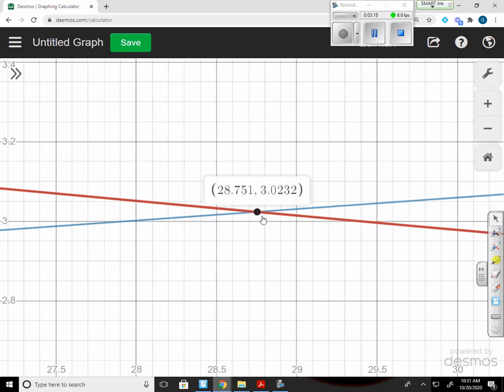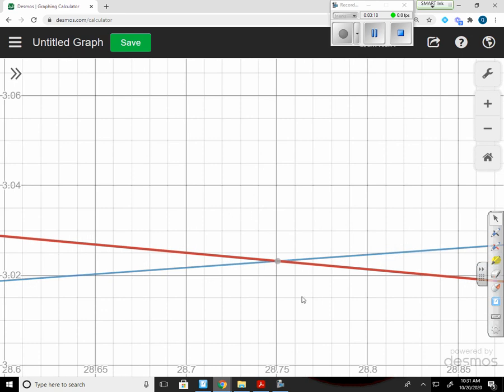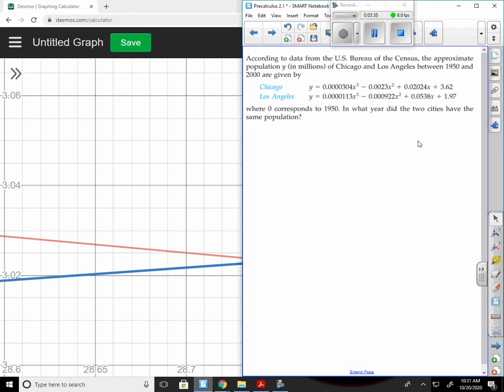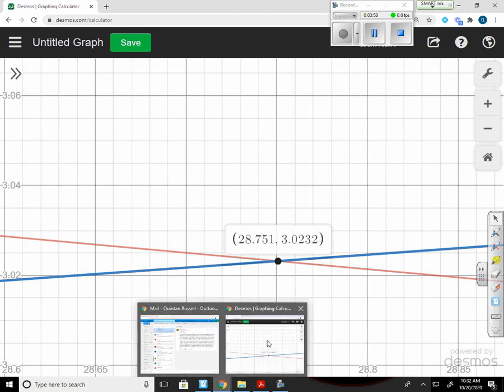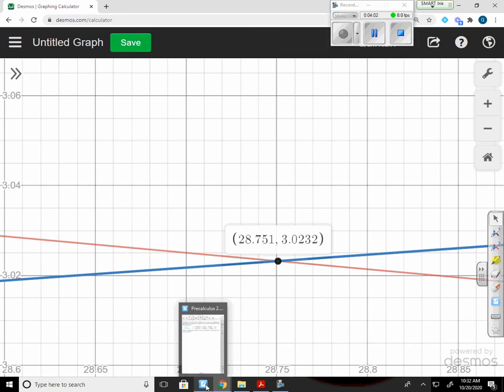And if we click it, it tells us our exact point of intersection. We can keep zooming in if we want. If I push up and down, it shows which point is highlighted, and you can see that this is on both of them. So let's go back to our question. In what year did the two cities have the same population? This is our point of intersection, which is 28.751. So that's 28 years after 1950. So we just do 1950 plus 28. That'll give us 1978. That's the year when the two cities had the same population.